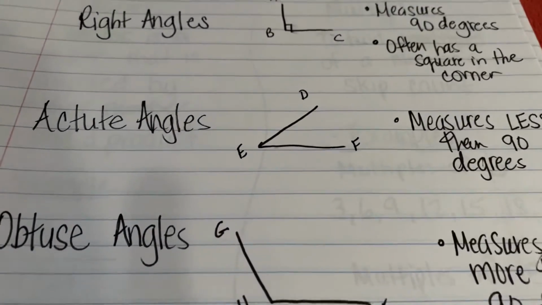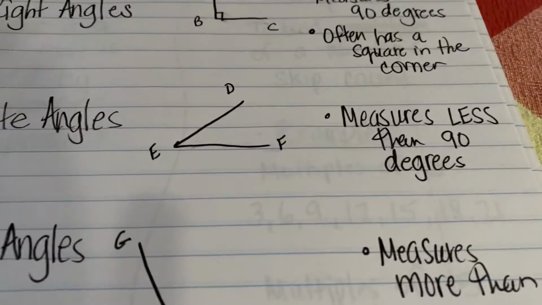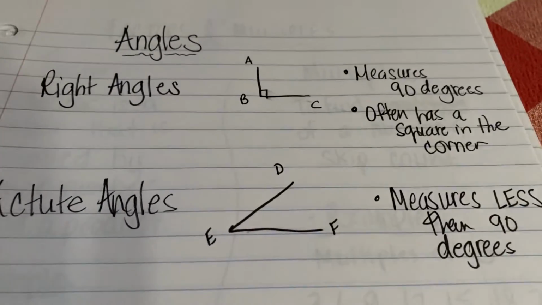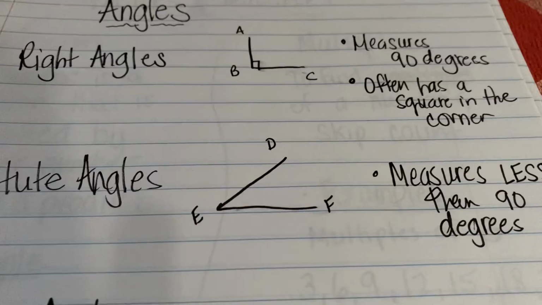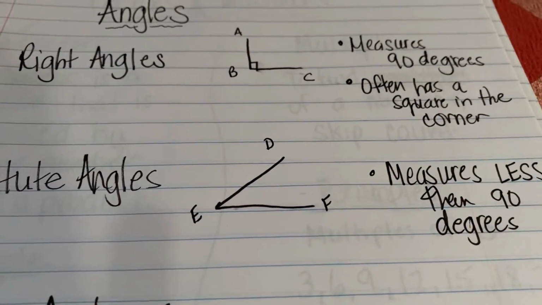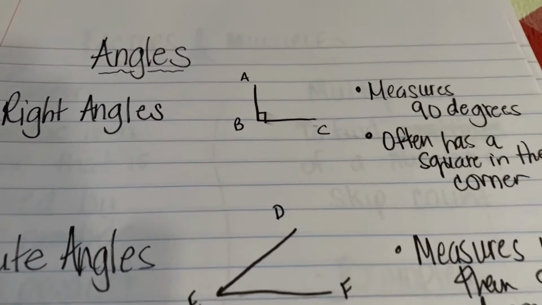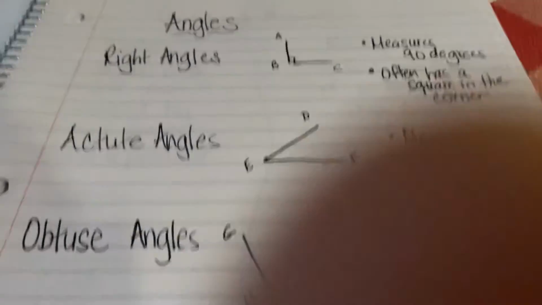And then we have acute angle. And that is smaller, measures less than a right angle. So you can see if I measured the space between the D and the F, it would be a lot less than the space between the A and the C. So that's an acute angle.